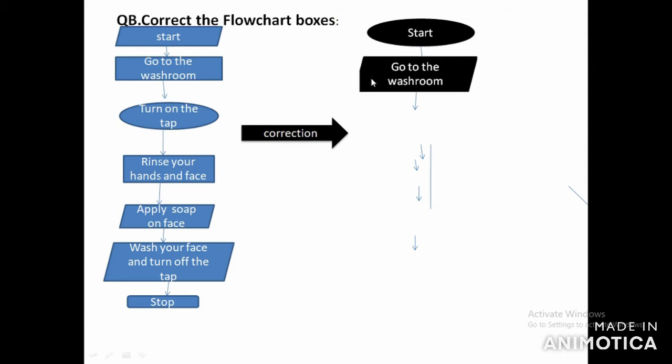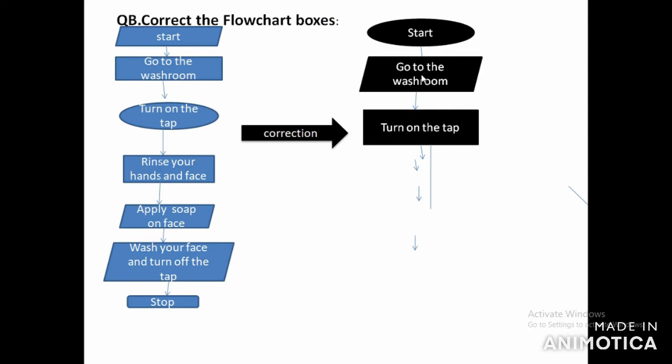Next is go to the washroom. So it is an input action being performed. So it should be written not in a simple rectangular box. It should be written in this type of box. Next is turn on the tap. This is the start-stop box. We cannot write the processing action here. So the processing action should be written in this type of box.